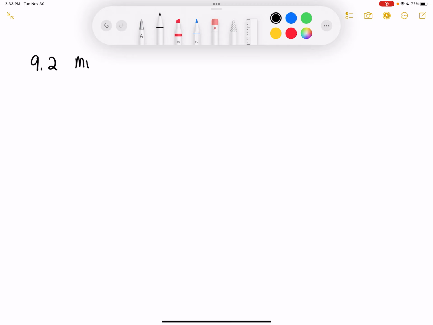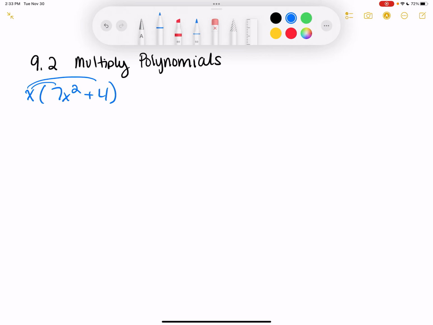9.2, multiply polynomials. Okay, so this could be a variety of different things. It could be something as simple as doing x times 7x squared plus 4, where we're just distributing this through. So it'd be x times 7x squared, which would be 7x cubed, plus x times 4 is 4x. It could be something as simple as that.